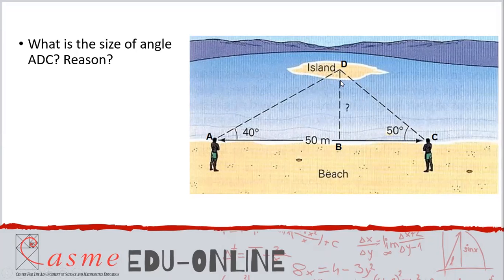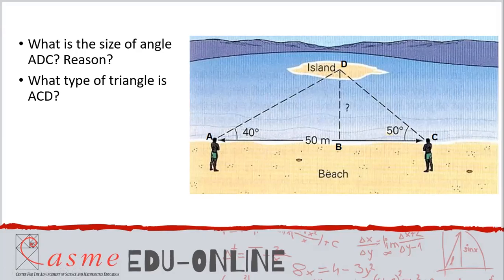The sum of the interior angles of a triangle is 180 degrees. So then we can say the size of that angle there will be 90. If you add these two, you get 90, so that one must also be 90. Now, what type of triangle is ACD?